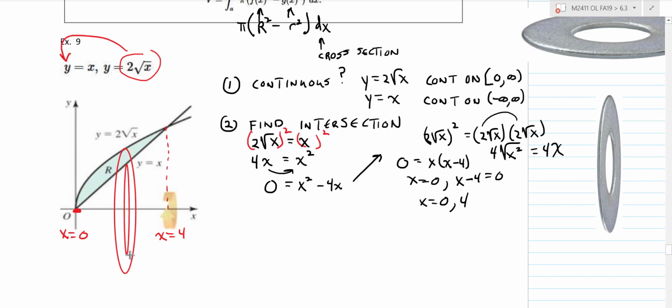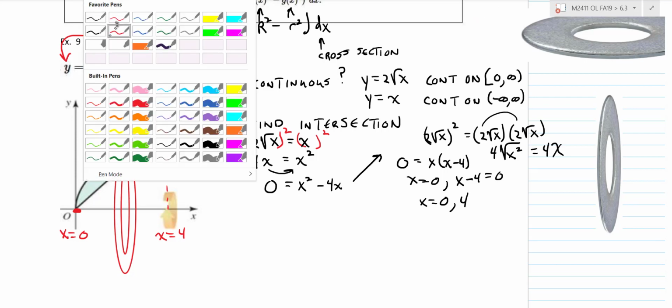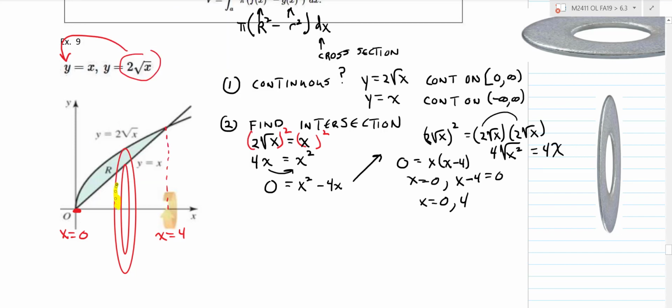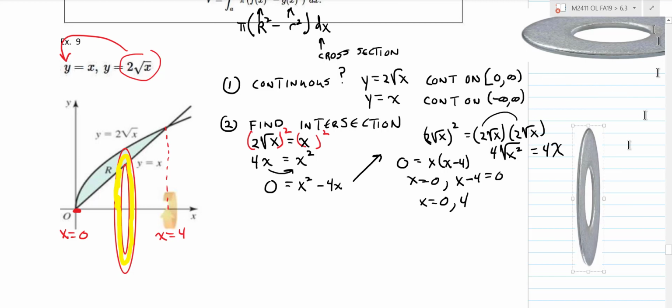It doesn't have to be perfect, just needs to give you a rough idea of what this washer looks like. So we have something that kind of looks like that. Essentially, this region right there makes up your washer. It's a pretty good washer. So I'm going to use this little washer over at the side to represent everything.